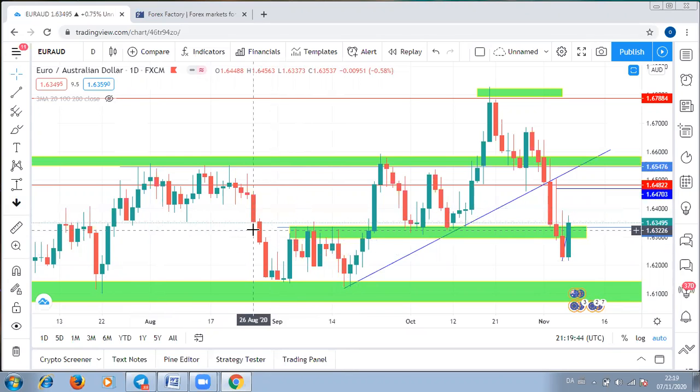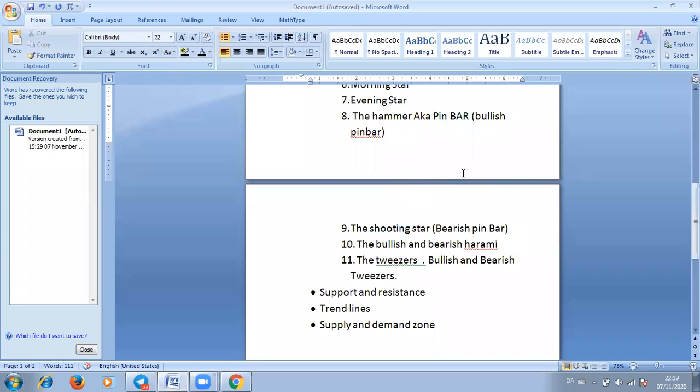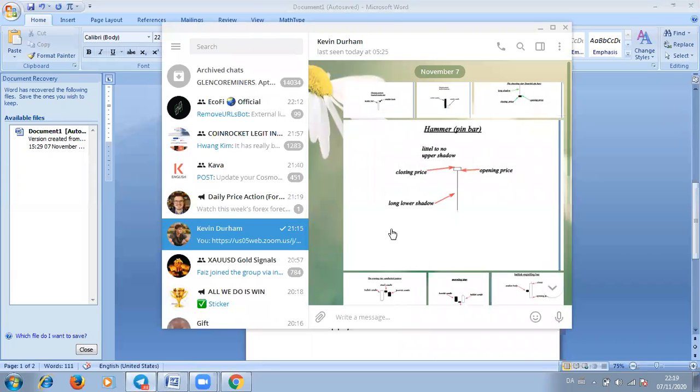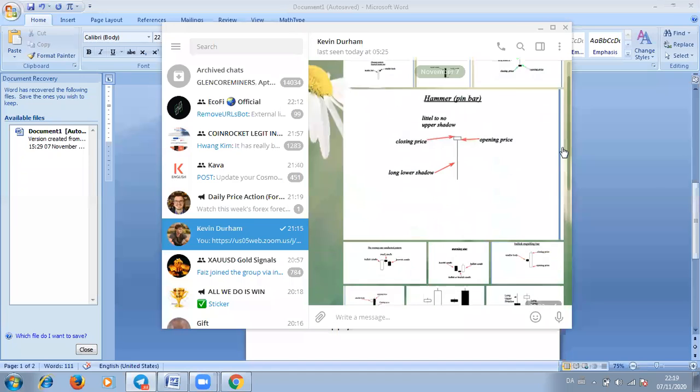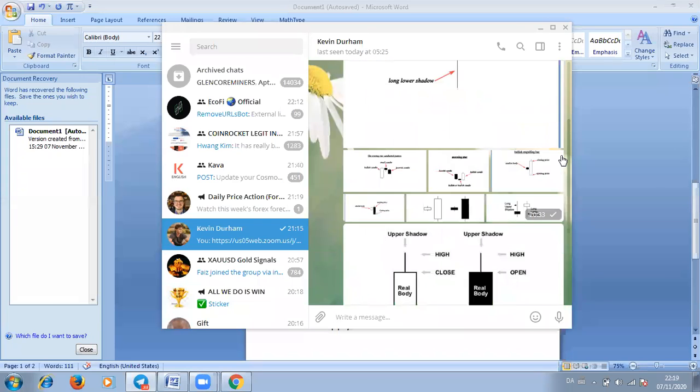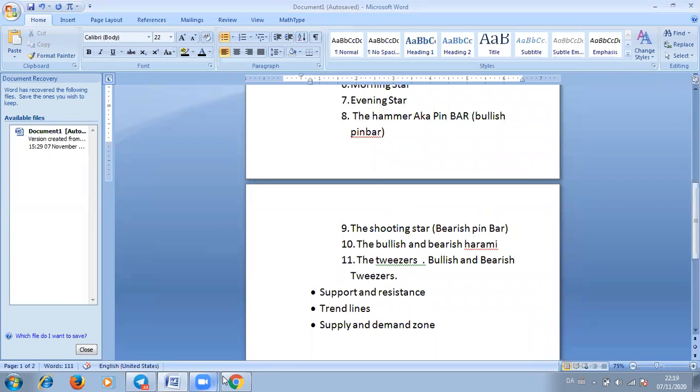Now that I've explained the various candlestick patterns that we have, I'll go down to the last one. The last one that we have today is the tweezers. There are two types of tweezers, the bullish tweezer and the bearish tweezer. What makes them stand out? Let me see if I have one of their pictures here. Okay, it's not here. Let's look at the charts.